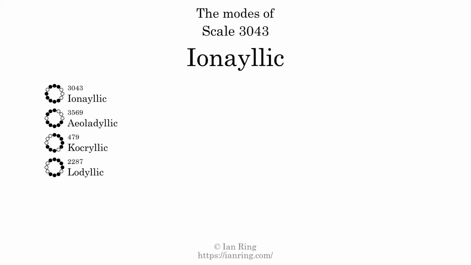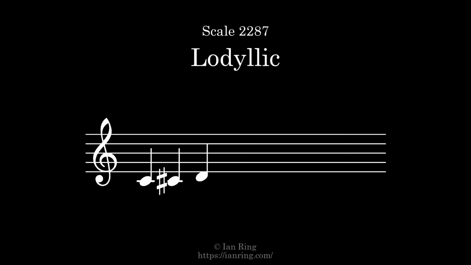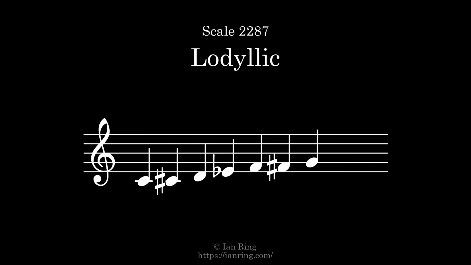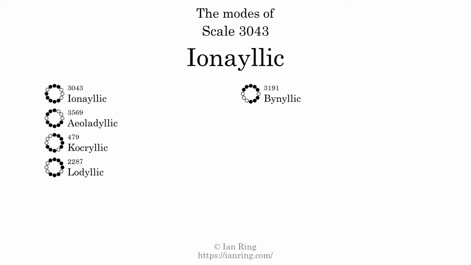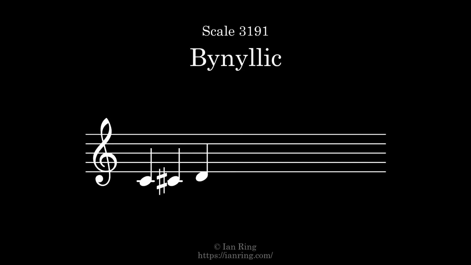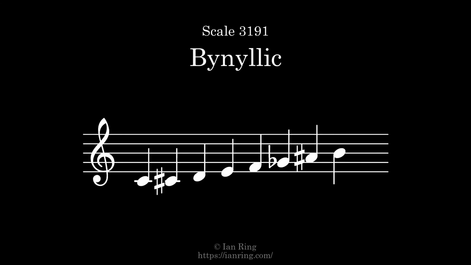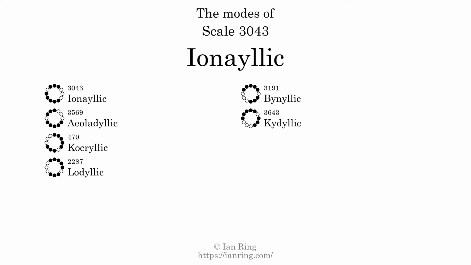The fourth mode is Scale 2287, also known as Ionayllic. It sounds like this. The fifth mode is Scale 3191, also known as Ionayllic. It sounds like this. The sixth mode is Scale 3643, also known as octatonic. It sounds like this.